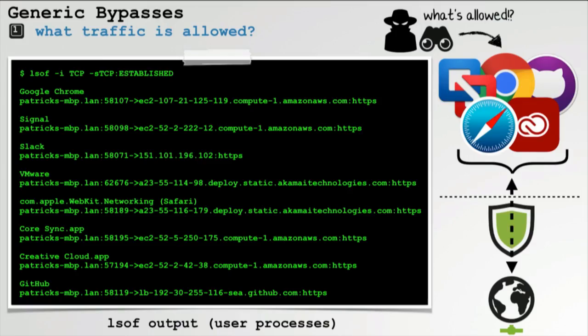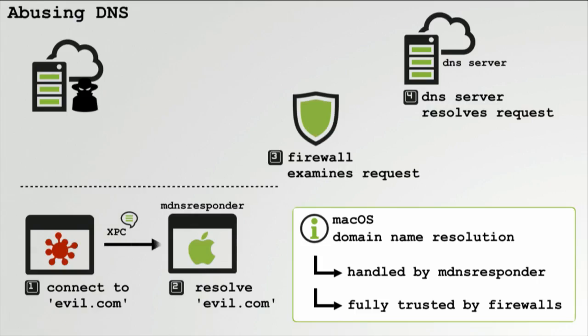So the first thing we do to find a generic bypass, once we're on a system as a piece of malware or an attacker, is passively sniff to see what traffic is allowed off the box. And we can do this via the lsof utility. So if we execute this on a box, even though I have my firewall installed, obviously there's going to be some traffic that is allowed out. For example, we can see browsers, chat applications, some Adobe licensing stuff, et cetera. So now we know what traffic or what processes are allowed through the firewall.